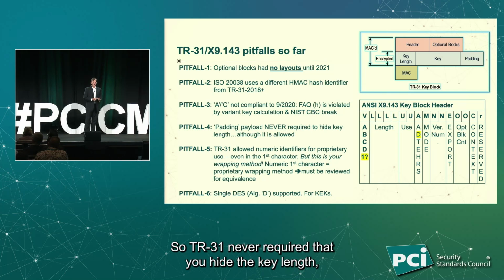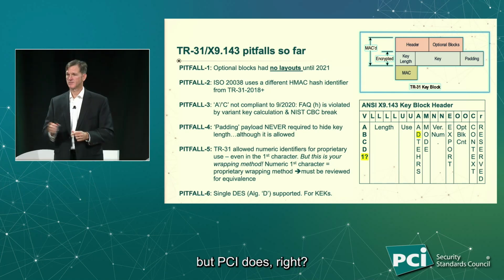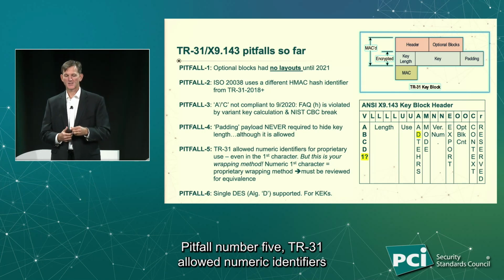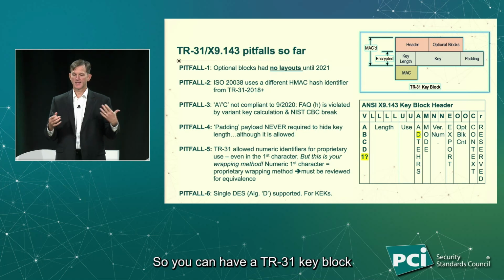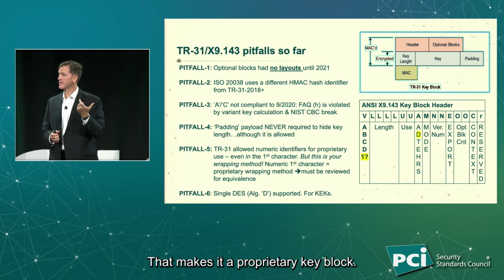TR-31 never required that you hide the key length, but PCI does, right? PCI does. That's in the equivalent method. Pitfall number 5, TR-31 allowed numeric identifiers for proprietary use. So you can have a TR-31 key block where the first character is a number. That makes it a proprietary key block.